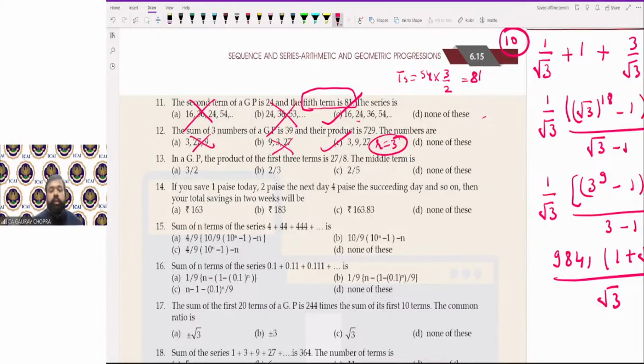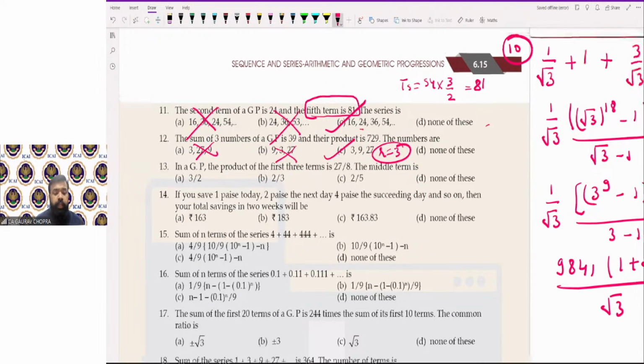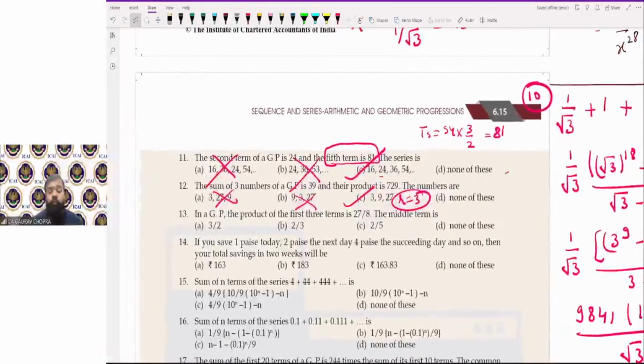All right. Then 13th one, question number 13. बहुत सिंपल क्वेश्चन है. क्या करना है? In a GP, the product of first three terms is 27/8. Then find out the middle term. तो जब भी थ्री टर्म्स की बात आती है तो हम क्या अज्यूम करेंगे? A/R, A, AR. So these are the three terms.